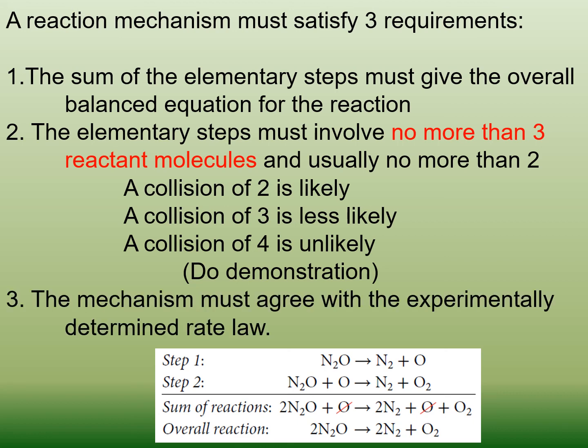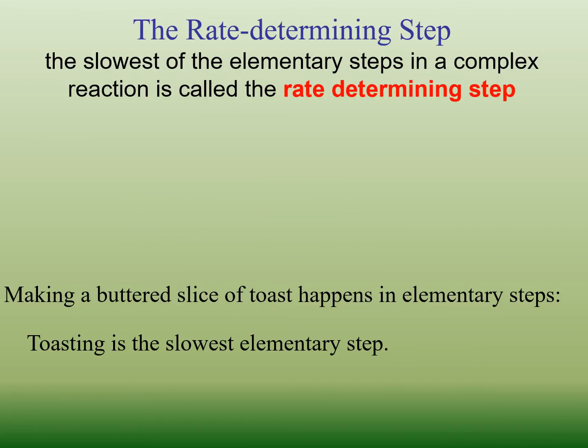And third, the mechanism must agree with the experimentally determined rate law. All the elementary steps work toward producing the overall reaction. But how do they affect the rate of the overall reaction? It is the slowest elementary step that determines the rate of the overall reaction, and this step is called the rate determining step. In other words, the rate law of a stepwise reaction is rather complex when compared to an elementary reaction.